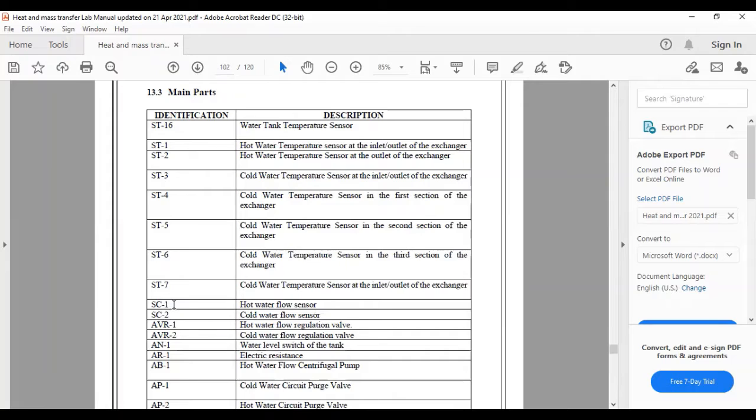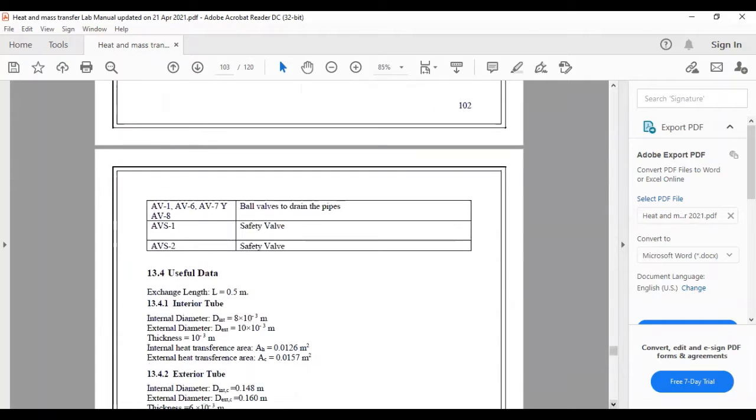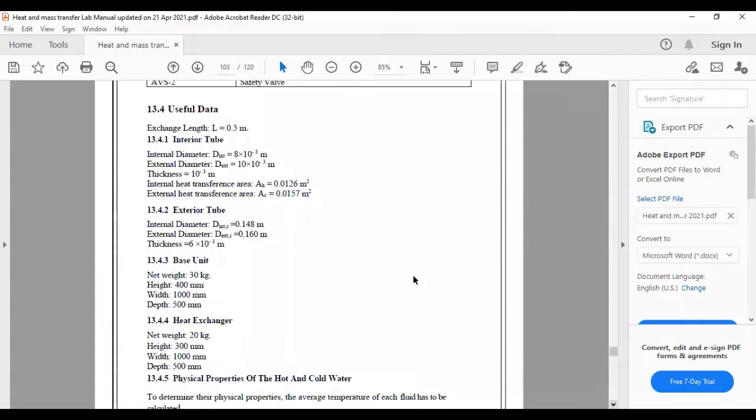Now these are some sensors, SC1, SC2. These just measure the flow rate of hot and cold flow. Further, there are some valves which are used to regulate the flow. Now I am moving towards the main part. These are some data. Exchanger length is given as 0.5 meter, along with some diameters of tubes and given areas. We will use them when we calculate the different parameters.